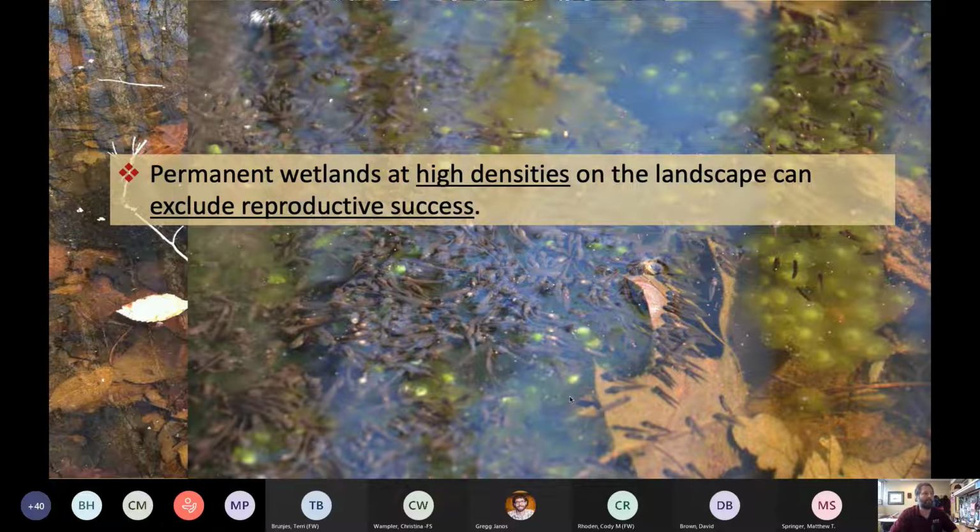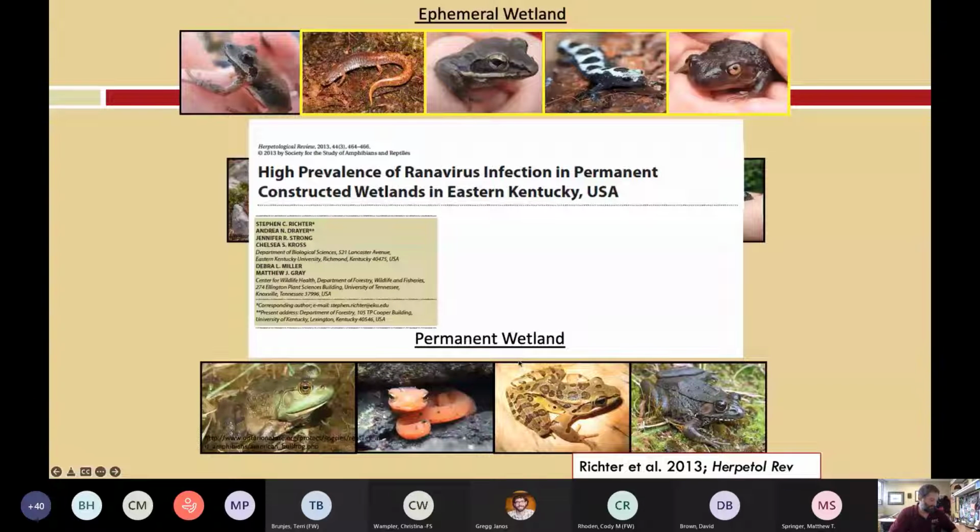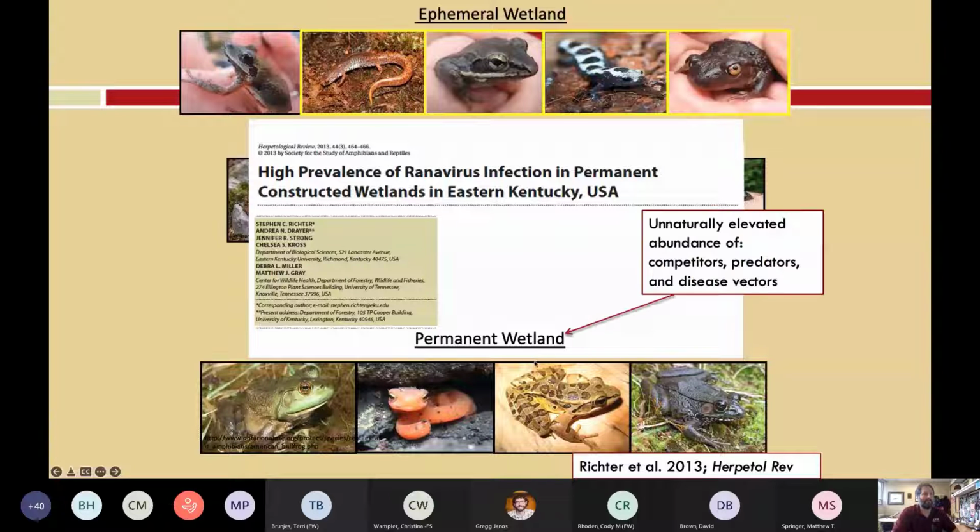You see that in wood frogs. We also looked at diseases. We need to look closer at this, so I'm not going to talk too much about it, but the overall outcome of this is that there are unnaturally elevated abundances of these species because of the presence of the constructed wetlands. They're competitors, they're predators, they're disease vectors, and we're still learning what effect they have on ecosystems.